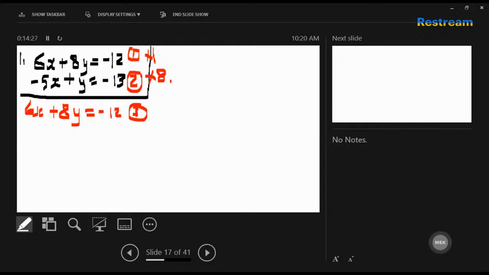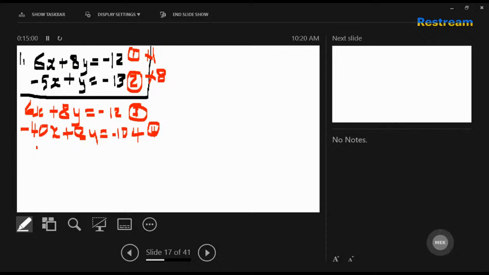Multiplying equation 2 by 8, sorry, is going to give me negative 40x plus 8y. And 8 times negative 13: 8 threes are 24, 8 ones are 8, and 2, so that's our negative 104. And that's equation 4.